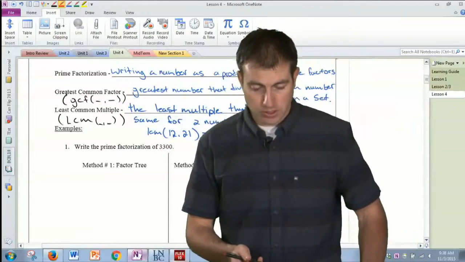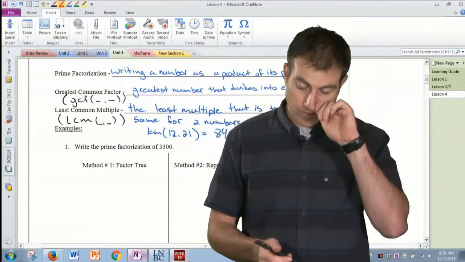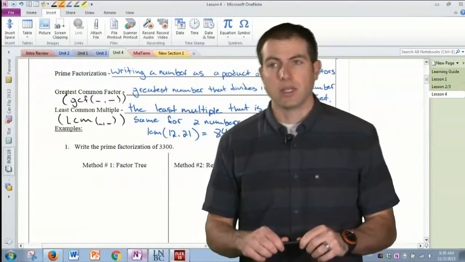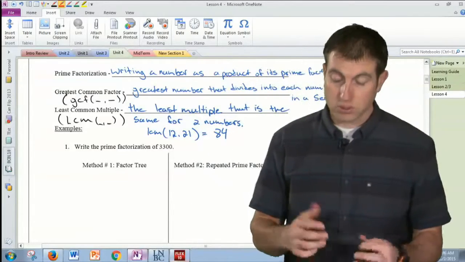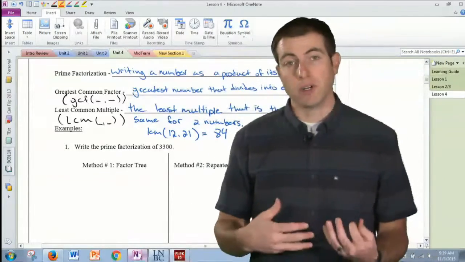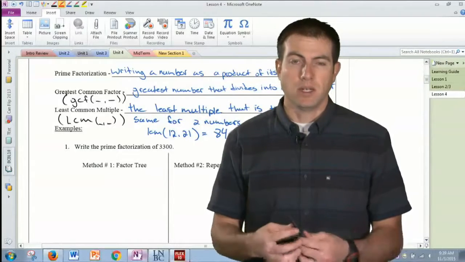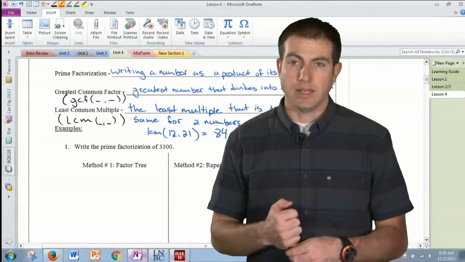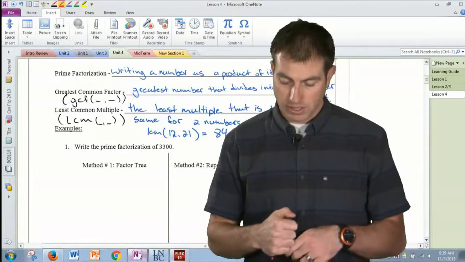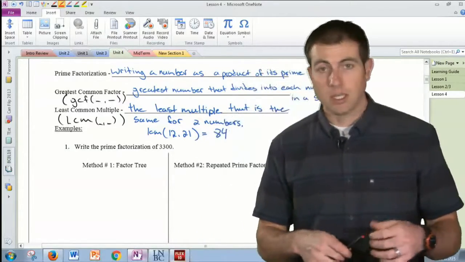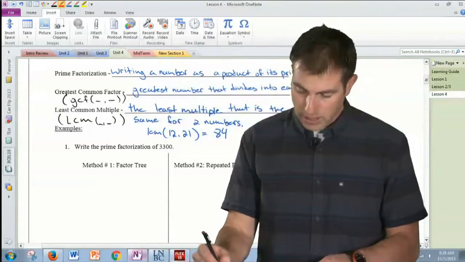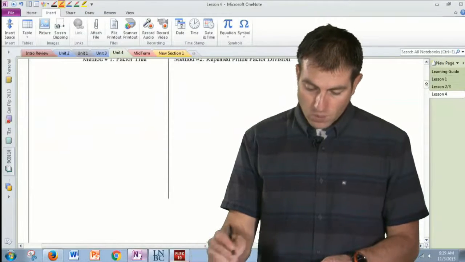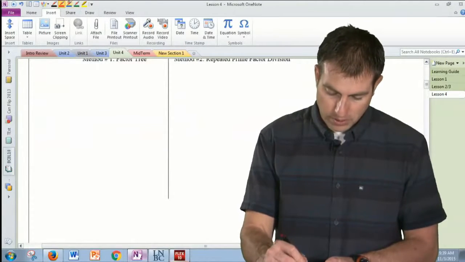So the first question here says, write the prime factorization of 3,300. You're going to have two methods you can choose. I prefer the factor tree method. It's how I like to do it. Some of you might like the repeated prime factor division. Doesn't matter. I'll do them both. Pick one you like. What we're always going to do is start with our number up at the top. So 3,300.